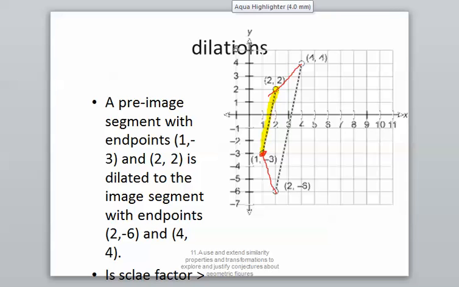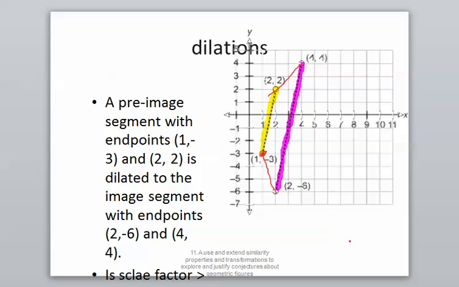Does dilation mean it gets smaller? No, not always. Sometimes they get bigger, right? So that is my image. Image meaning the after. The pre-image would be what comes before. So it is dilated with endpoints 2, -6, and 4, 4. What is the scale factor?